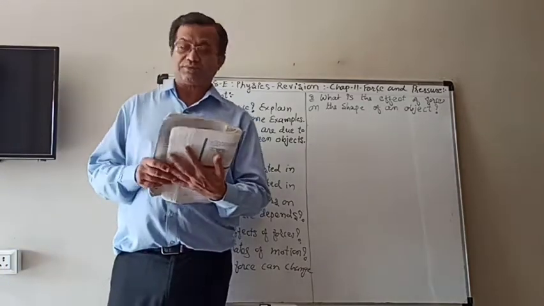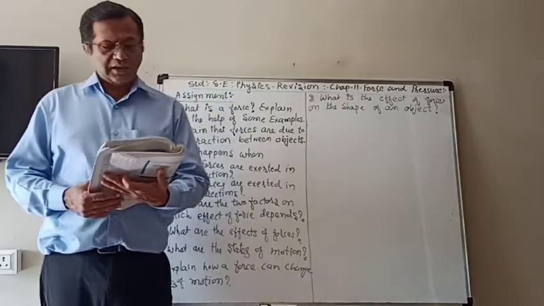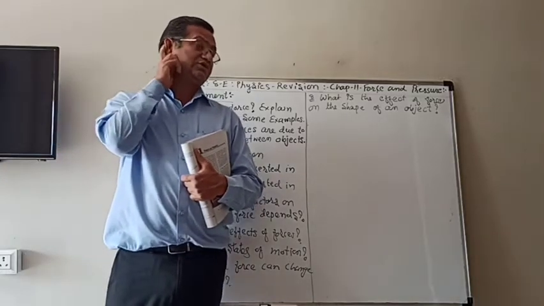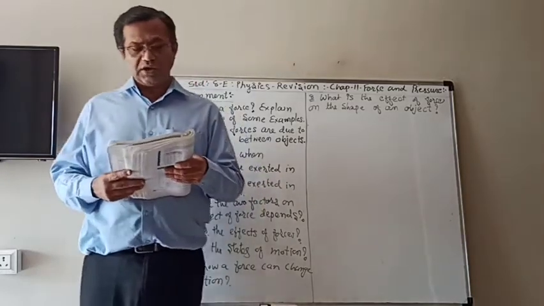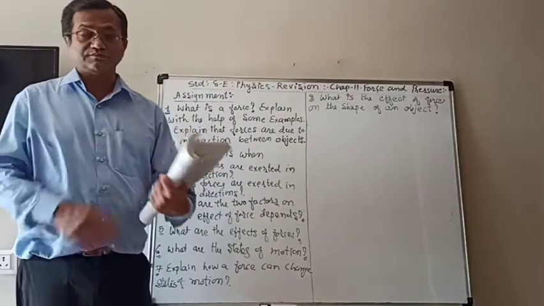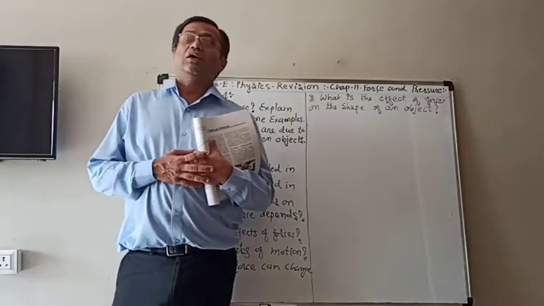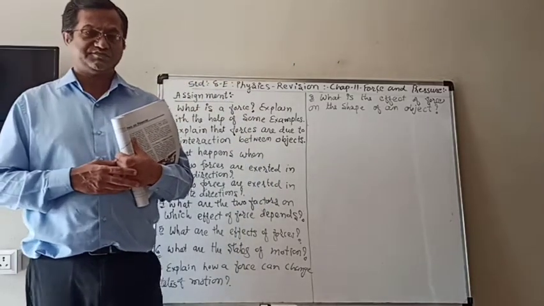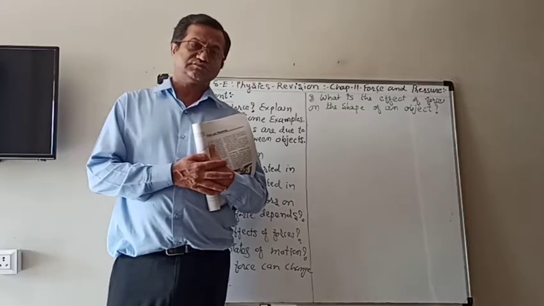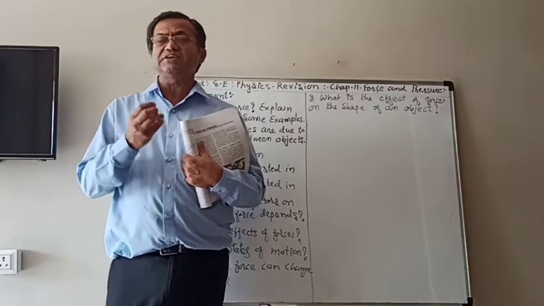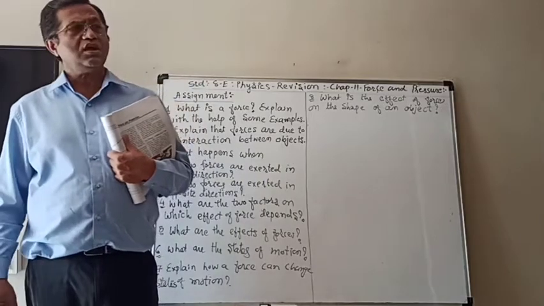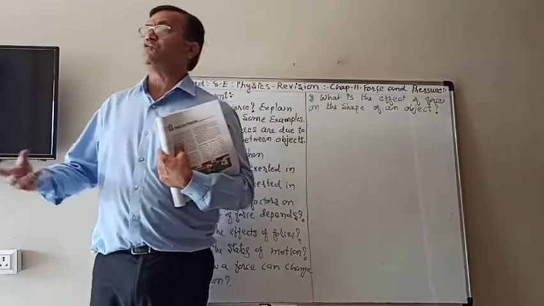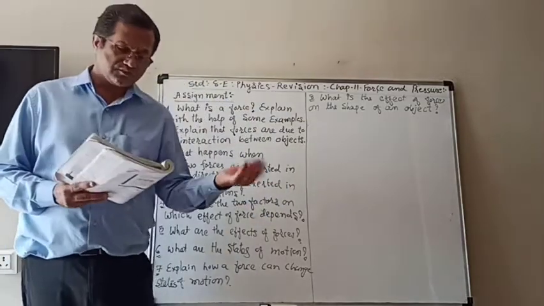Force and pressure. Now, in the previous standard, we learned about how objects are moving. When we see that an object changes its place, we can say that it is in motion. Otherwise, we say that it is at rest. And we see that some objects move faster, some move slower also.